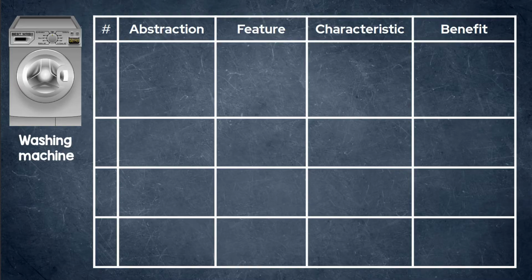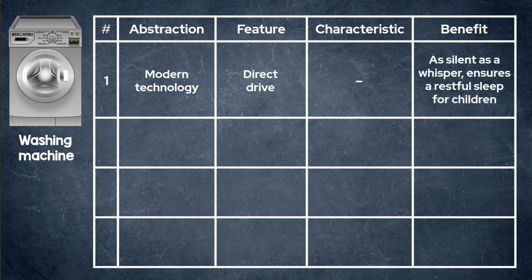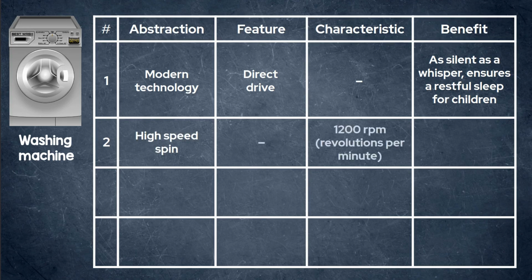Let's assume we sell a washing machine. 1. Abstraction: modern technology. Feature: direct drive. Benefit: as silent as a whisper, ensures a restful sleep for children. 2. Abstraction: high-speed spin. Characteristic: 1200 revolutions per minute. Benefit: almost dry clothes.